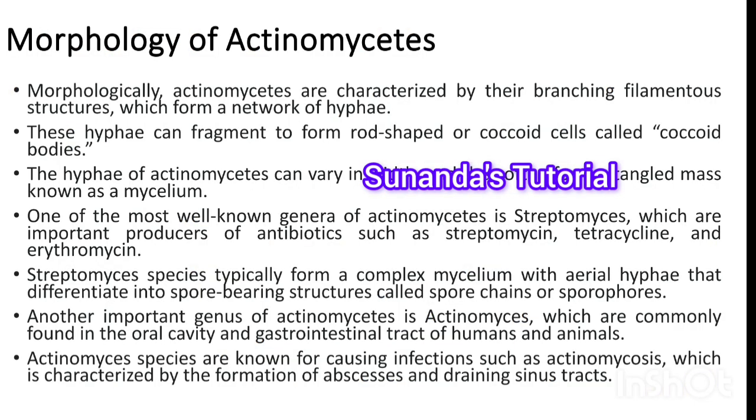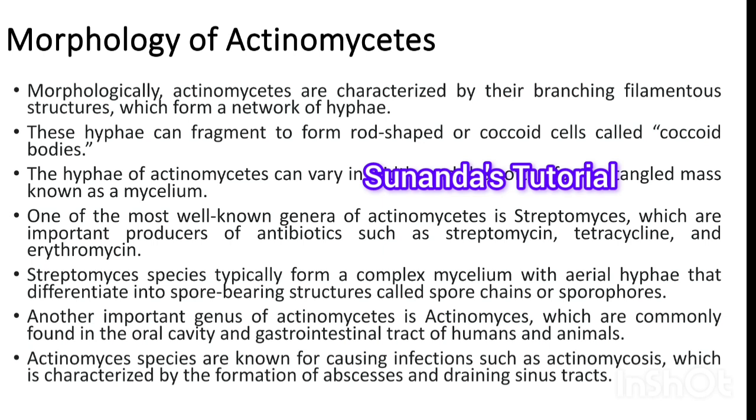Then morphology, the external features of Actinomycetes. They have a branched filamentous structure which has a network of hyphae. These hyphae can fragment to form rod-shaped and cocci-shaped cells. They can vary in width. They often form a tangled mass known as mycelium. As they have similarities with fungi, earlier they were regarded as fungi, but now they are considered as bacteria. They are placed under the bacteria kingdom.